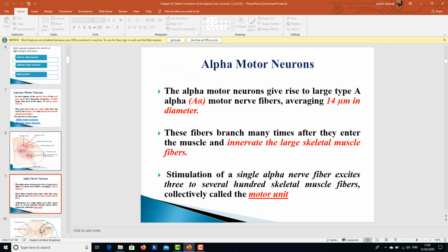Now let's talk about the alpha motor neurons. The alpha motor neurons give rise to large type A alpha motor nerve fibers, which have a diameter of 14 micrometers. These fibers branch many times after they enter the muscle and innervate the large skeletal muscle fibers. Stimulation of a single alpha nerve fiber excites 3 to several hundred skeletal muscle fibers, collectively called the motor unit.